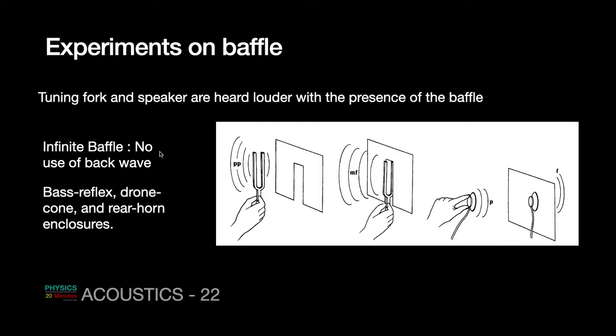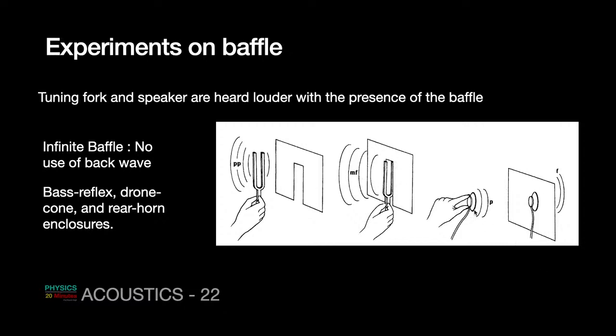The tuning fork and speakers are heard louder with the presence of the baffle. These are simple experiments. You have a tuning fork here, you just bang it and hear it. You will find the sound is very little. Typically when you do that in your lab or wherever, you find that it's very difficult to hear them. Now you cut a cardboard this way and put the tuning fork in this, so that the cardboard acts like a baffle and the waves are blocked. You can hear a stronger sound in this case.